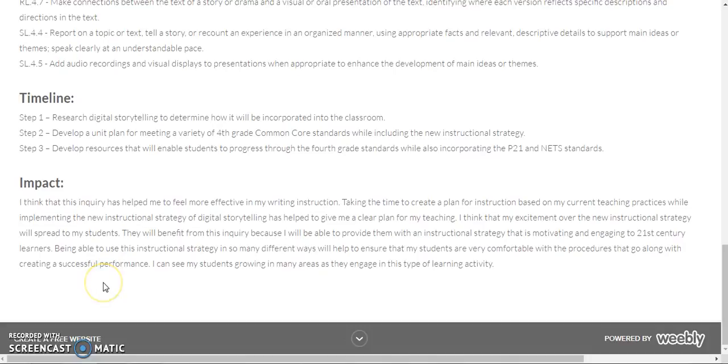So I feel like this has helped me to be more effective in my writing instruction. While I have not implemented it with students yet, I do feel like the next time that I start a narrative writing unit, I'll have a clear goal in mind of where I would like to go and different strategies that I would like to try with my students.